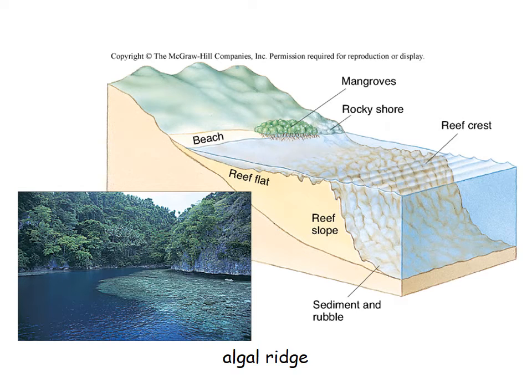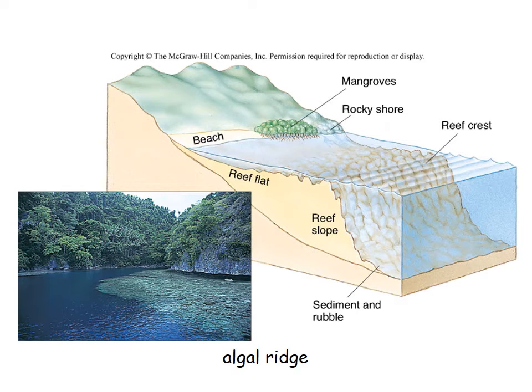All right, so here we go. Let's talk about an algal ridge. So you look at the picture here, and you've got the shore and the beach and the mangroves, and then there's a rocky shore. You have the reef flat, and then the reef slope. Obviously, it's going to go down. And then as the water comes from the land into it, it's going to take all the fine sediment down to the lower portion here where it has this red sediment and rubble. And the reef crest is where you're going to get a wave block.